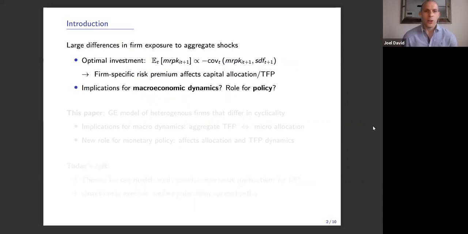A large literature has documented substantial differences in firm cyclicality, or exposure to aggregate shocks. More recent work has shown that this can have important implications for the allocation of capital and for measures of aggregate productivity. In particular, when firms differ in their cyclicality, investment decisions are determined by a standard asset pricing equation, which relates the expected rate of return on capital, or the marginal product, to a firm-specific risk premium, which is the standard negative covariance of the return with the stochastic discount factor.